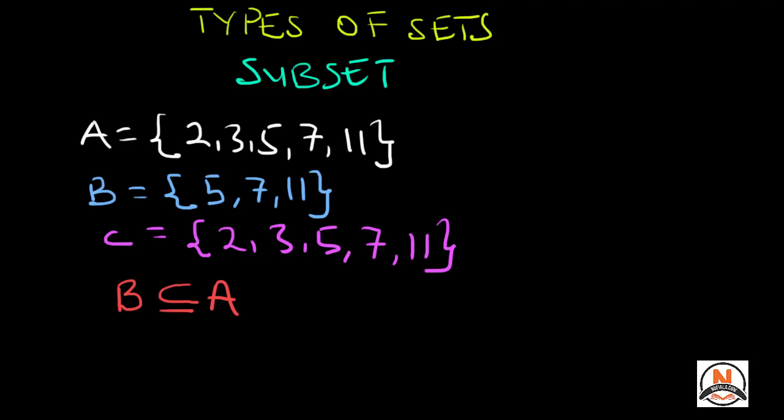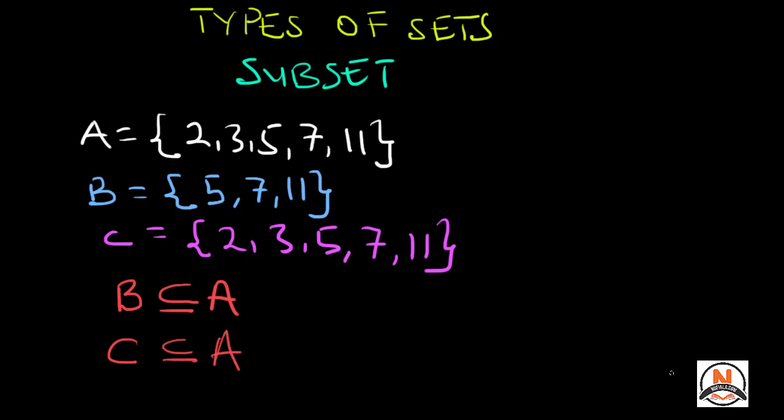Let's now compare sets A and C. We see they have the same elements. Can we say that set C is a subset of set A? What do you think? Well, the two sets having the same elements does not change the fact that every element in set C can also be found in set A. So set C is a subset of set A. So C is a subset of A.